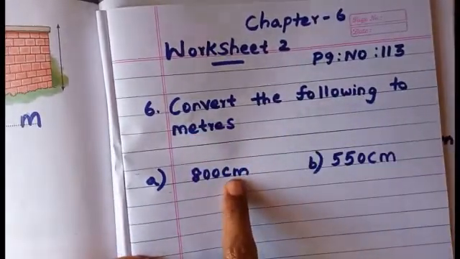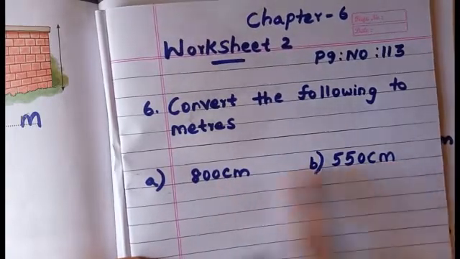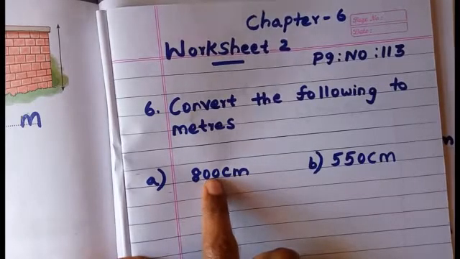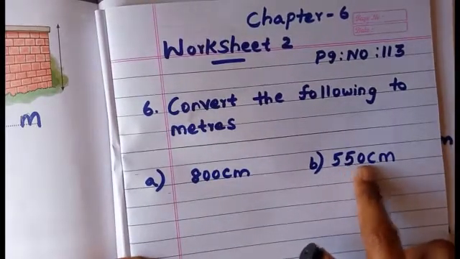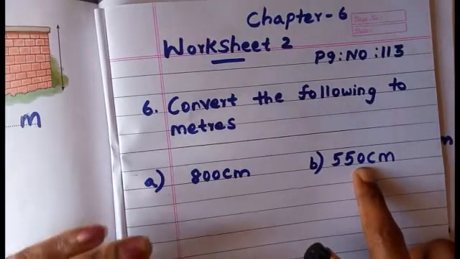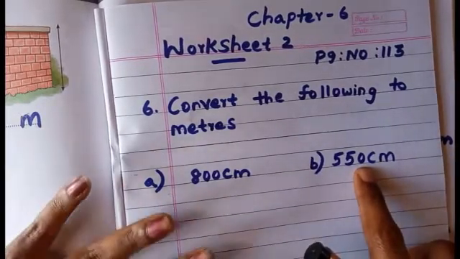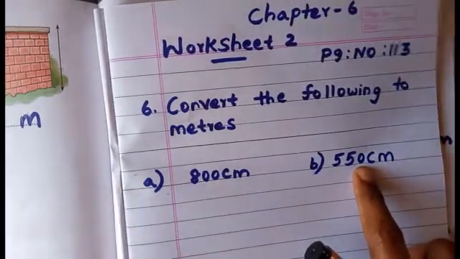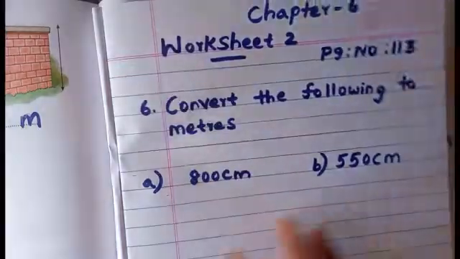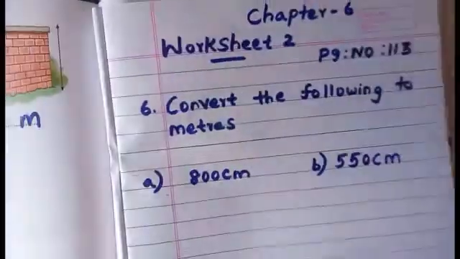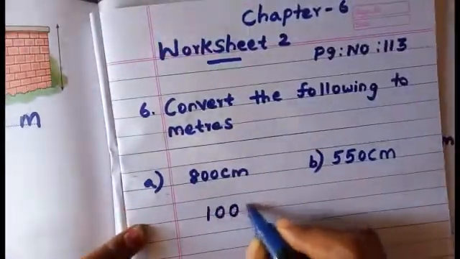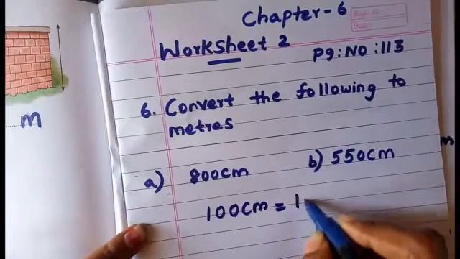The question is in centimeters, and there are two types: numbers ending in 0, 0, and numbers like 550. From that you have to identify the meters. If you are converting the following into meters, which formula do you have to learn? Yes, 100 centimeters equal to 1 meter.